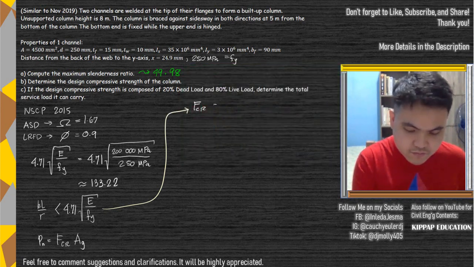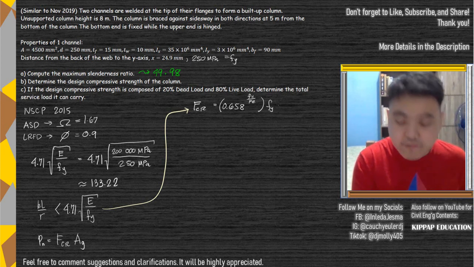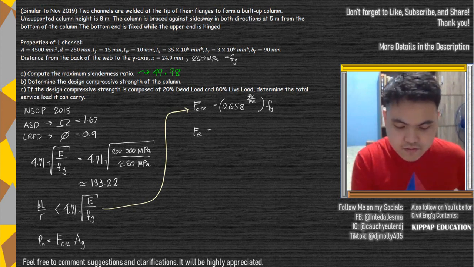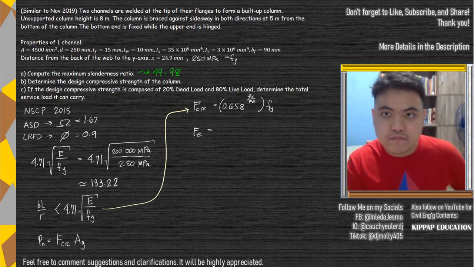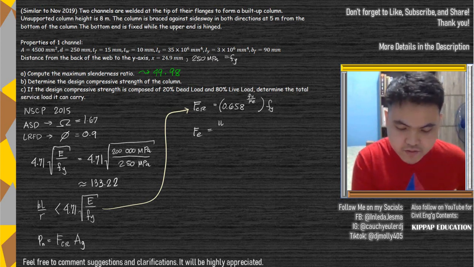FCR is equal to 0.658 raised to Fy over Fe times Fy. And F sub E here is the Euler's critical buckling stress. So we have pi squared E all over KL over R squared.